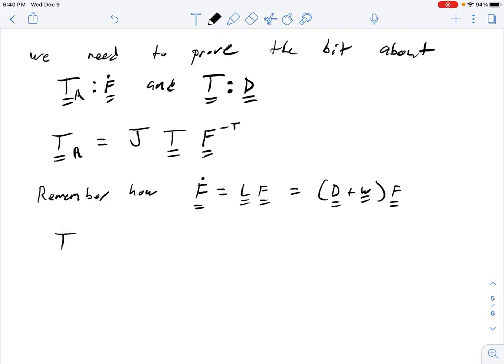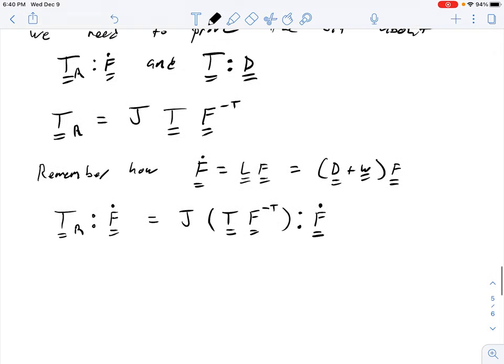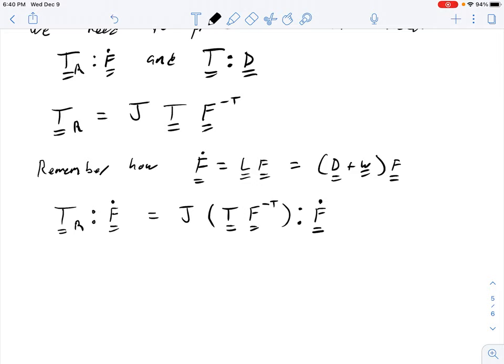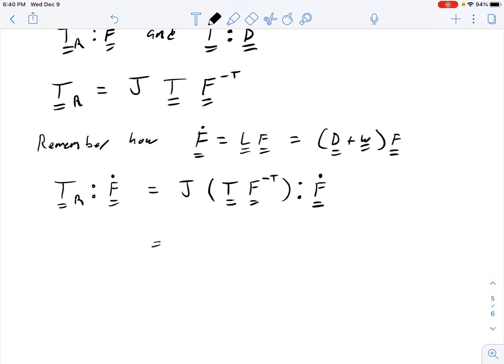All right, well, let's look at T R inner product F dot. Well, that is equal to J T, the Cauchy stress, F inverse transpose, inner product, F dot. So we can move the F inverse transpose over to the right-hand side and make it an F inverse. So that is equal to J times the Cauchy stress, inner product, F dot, F inverse.